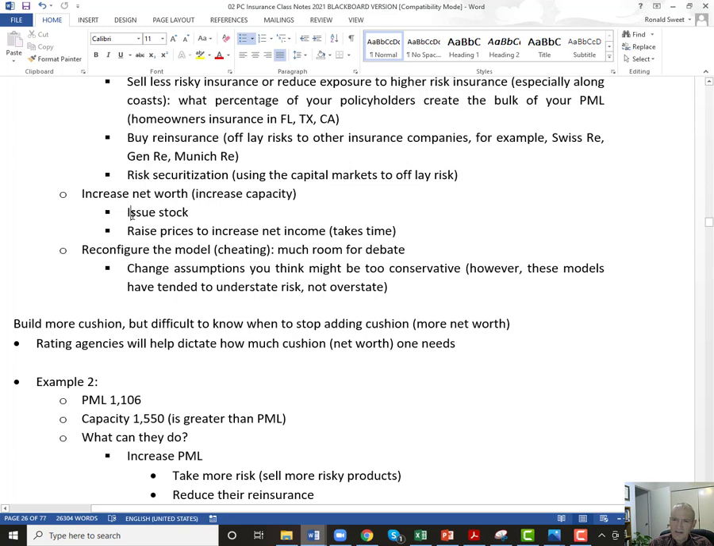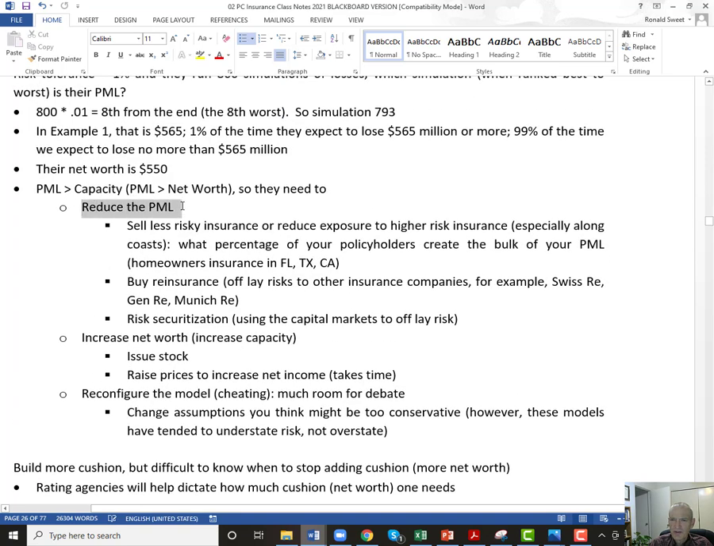Issuing stock creates a signal to your stockholders that maybe your stock's overvalued and that's why you're issuing stock, or there's all kinds of issues with that. So that's a little bit tougher one. So most firms tend to focus on reducing PML.